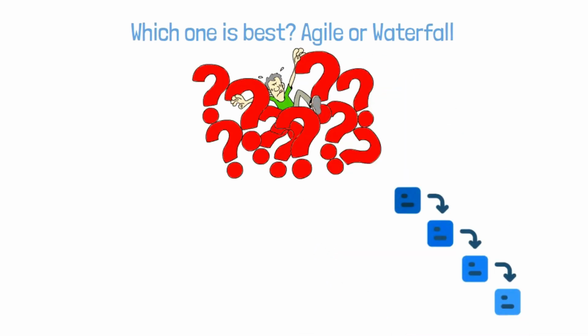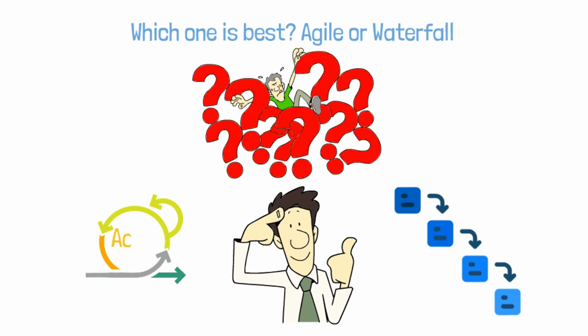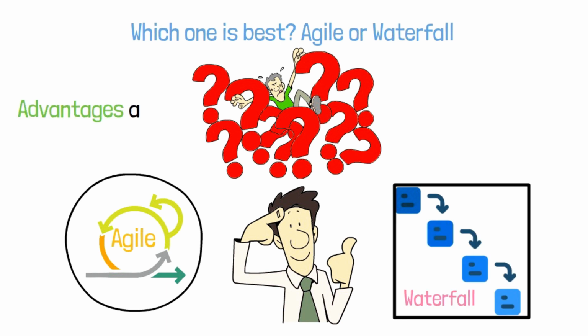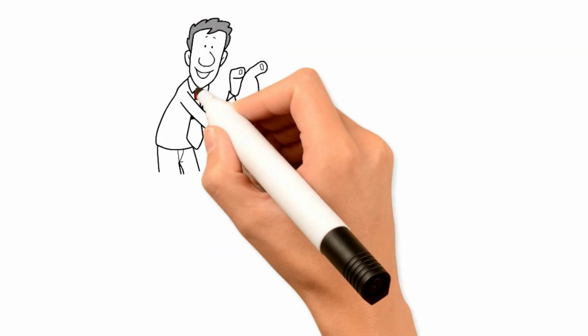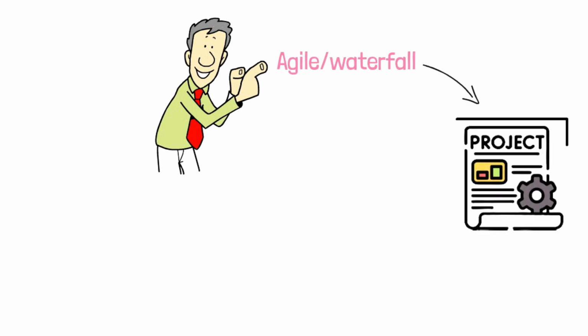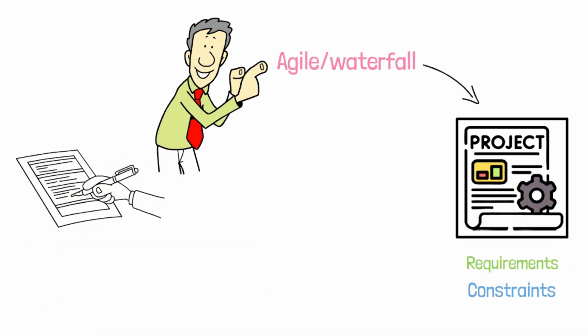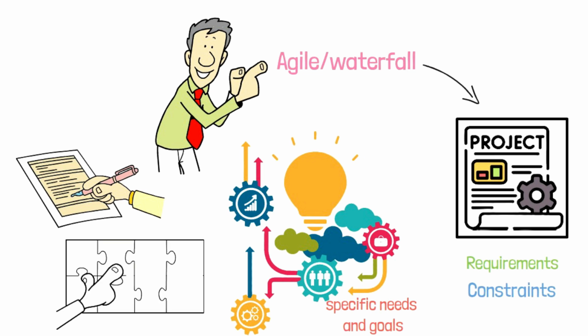Okay, so the million-dollar question is, guys, which one of these methodologies is better for projects? Now, as we have seen, both Agile and Waterfall have their own advantages and disadvantages, right? So in short, none is better than the other, okay? The decision of which approach to use ultimately depends on the project requirements and constraints. Hence, it's quite essential to evaluate your project's specific needs and goals before choosing a methodology.